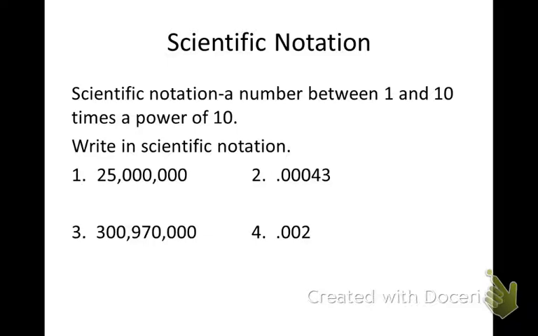So the first thing you need to do is put your decimal in to give you a number between 1 and 10. So in problem 1 it would become 2.5. 25 is not between 1 and 10, 250 isn't, so that's the only place you can put it.